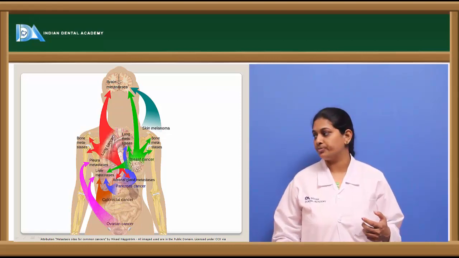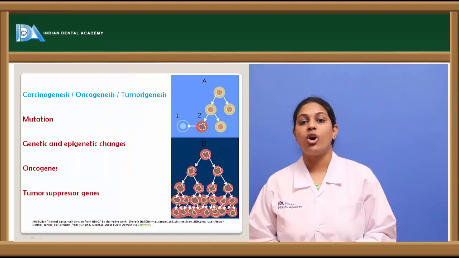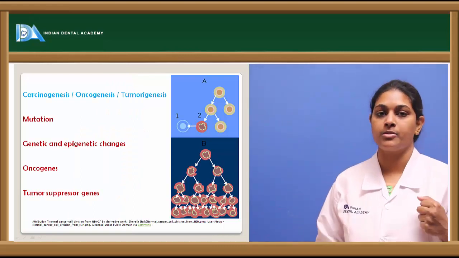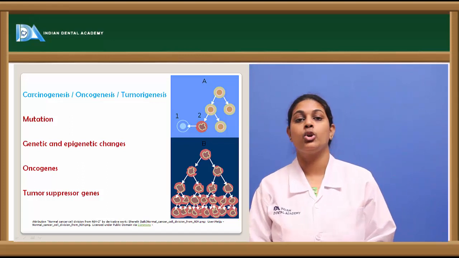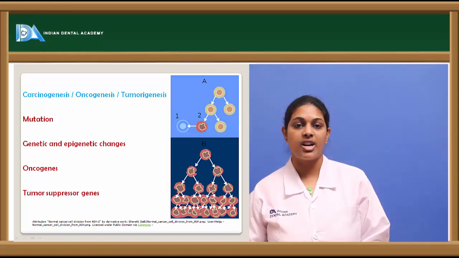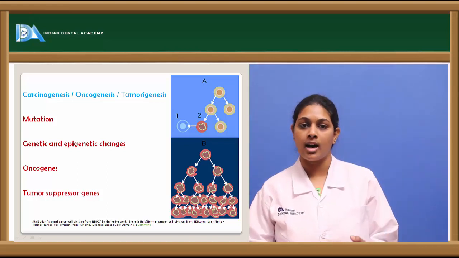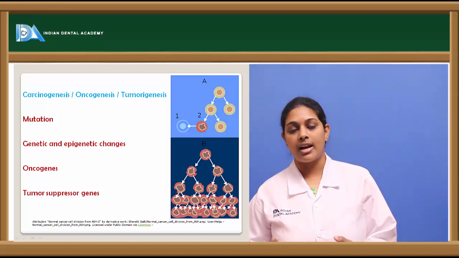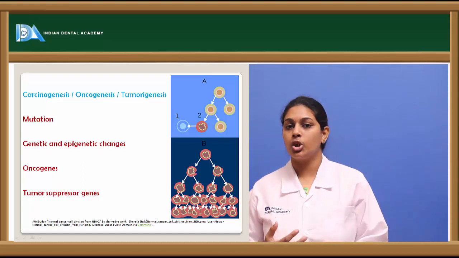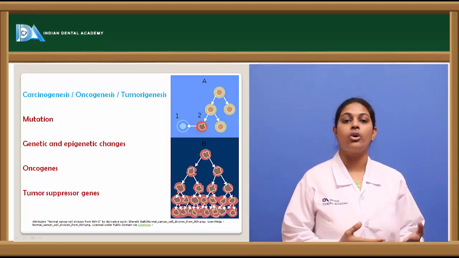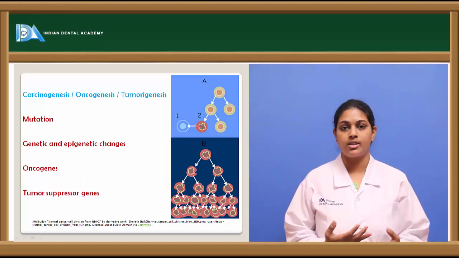Coming to the formation of the tumor, how a tumor usually forms. Usually the formation of the tumor is known as carcinogenesis. A carcinogen is the agent which induces the formation of a tumor. So carcinogenesis is the formation of a malignant tumor. It is also known as oncogenesis or tumorigenesis.